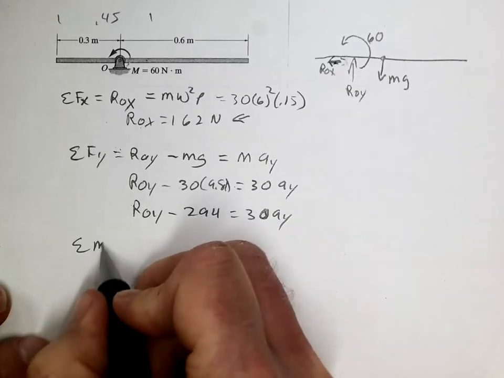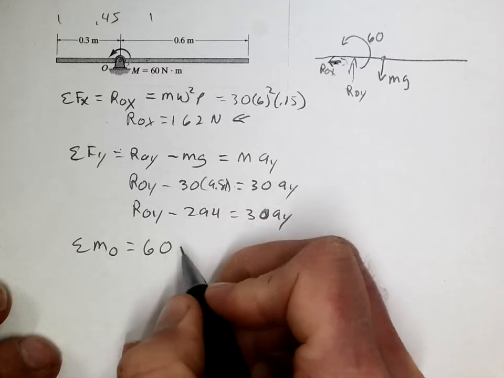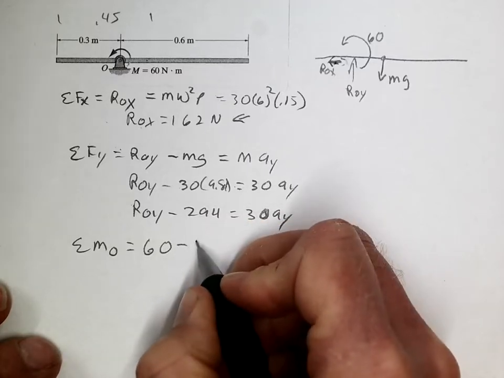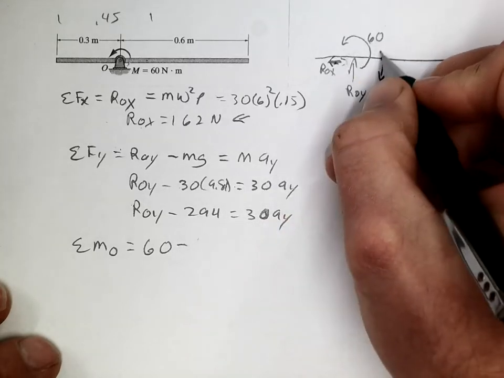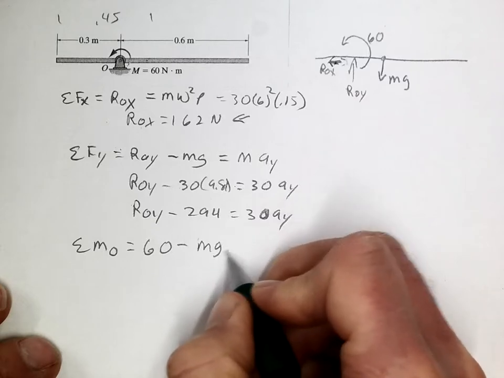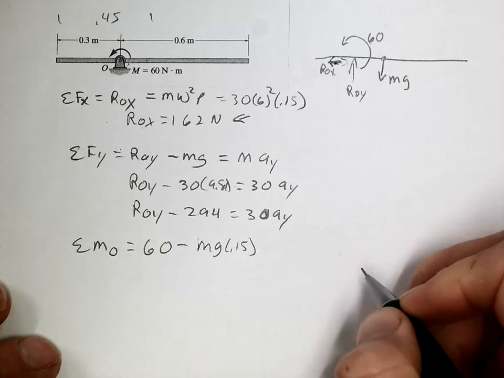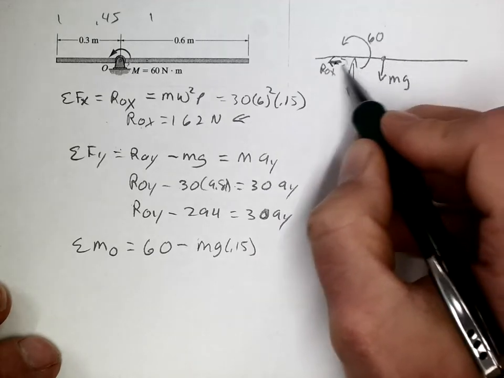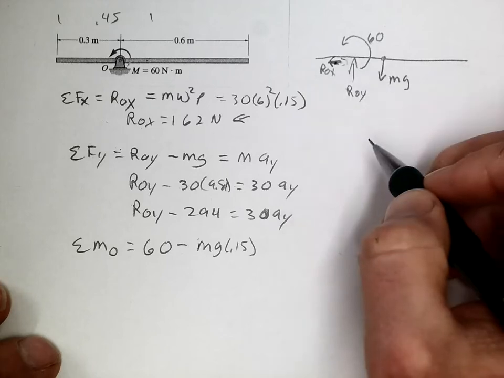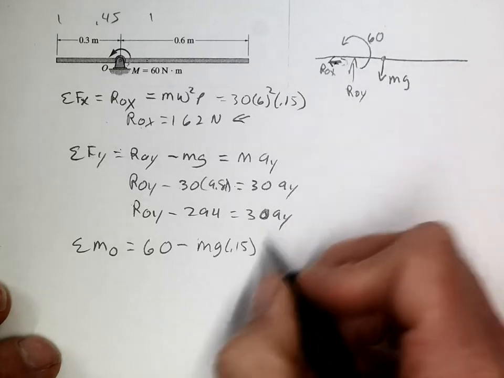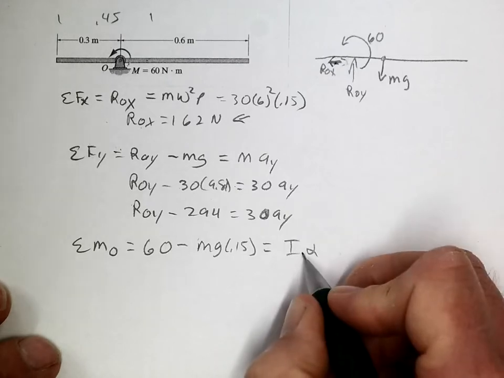So if we sum the moments about O, we get 60 minus mg times the distance 0.15. The 60 is a moment, positive, and mg acts down. That is the only thing causing moments about O, since the two reactions go through it, so they don't matter. And that will be equal to I alpha, I about O.